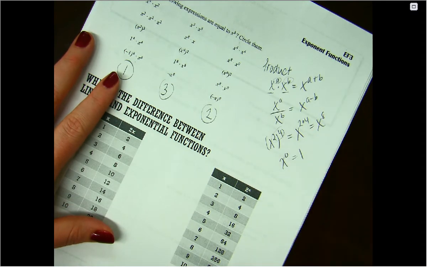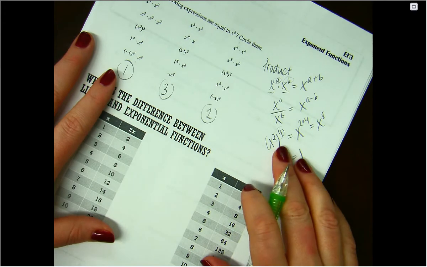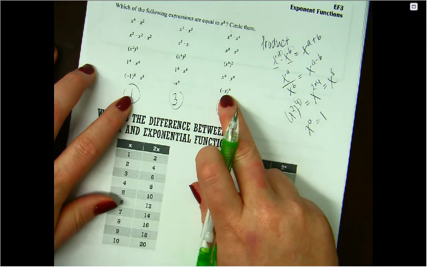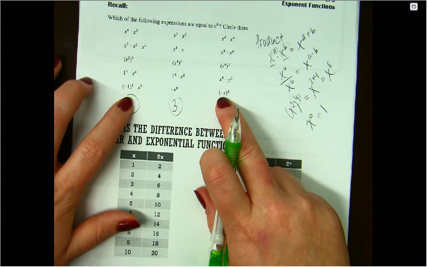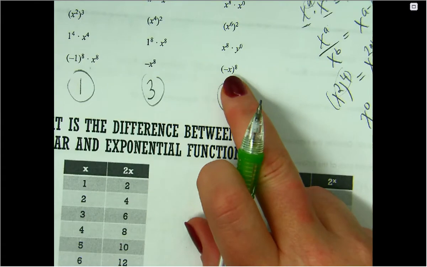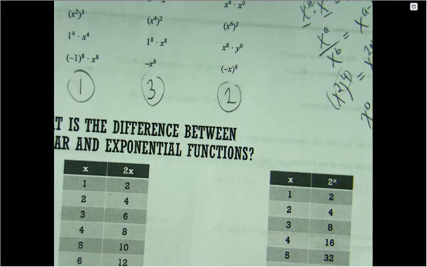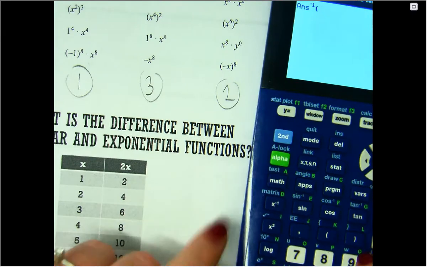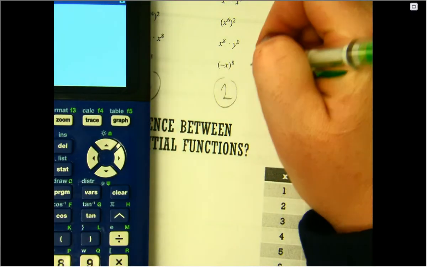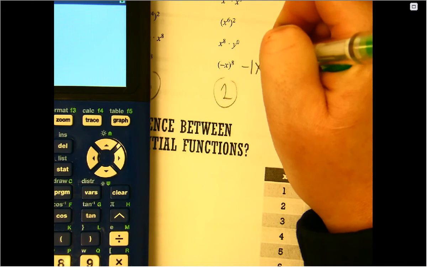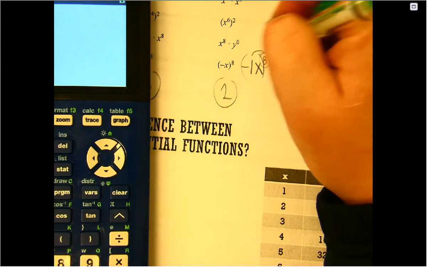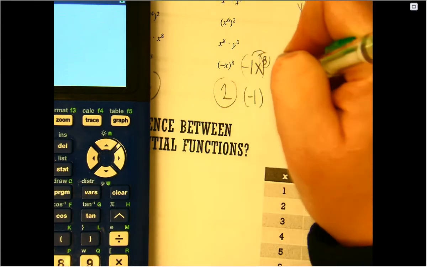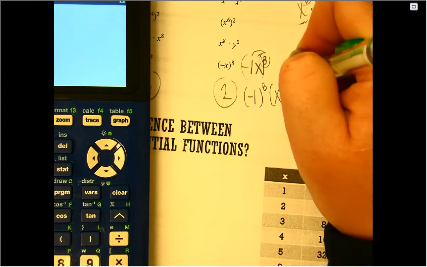Anything to the 0 power is 1. And let's quickly look at one of these. I'm going to look at this one down here. So right in front of this x, this x has a -1 in front of it, okay? So this would be like -1x to the 8th. It would look just like this. And when we have a power to a power, we put that exponent on everything. So I'd have -1 to the 8th, and then I would have x to the 8th.